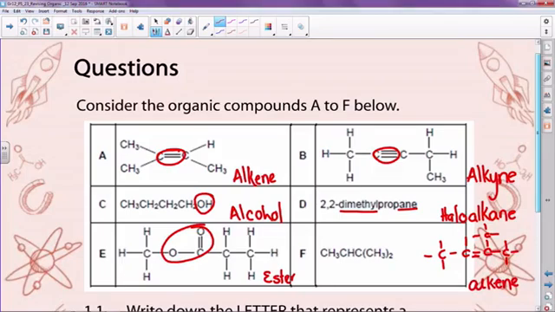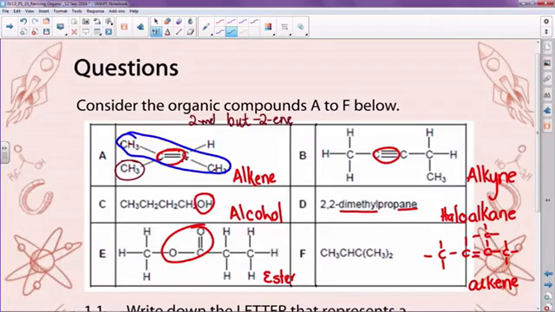So if we quickly look at these, let's just name them as well. My longest chain here would be this part. Let's just use this one. So that's 1, 2, 3, 4. That makes it but-. And 1, 2, 3, 1, 2. It's still going to be on 2 either way, so this needs to go on the smallest one, so that's going to be on 2. So this is butene, and it would be 2-methyl. So 2-methylbutene, we're happy with that.